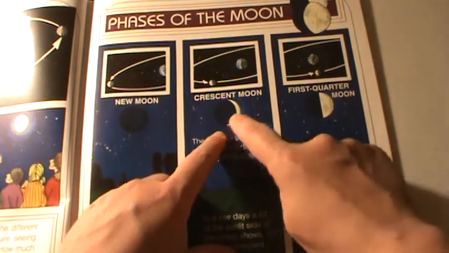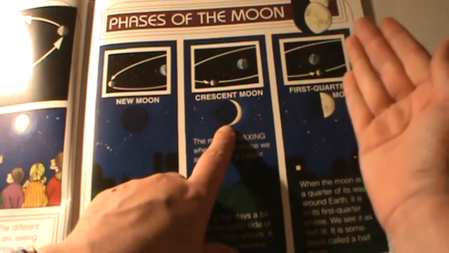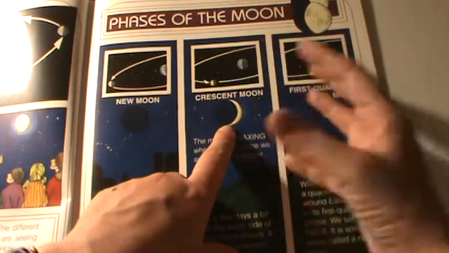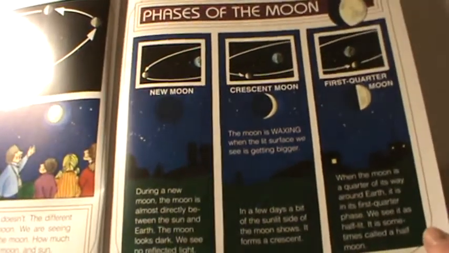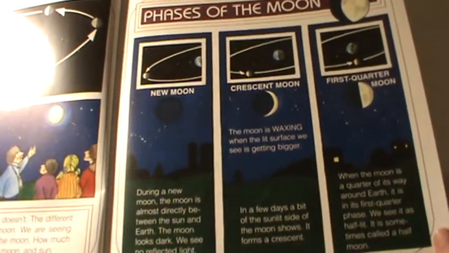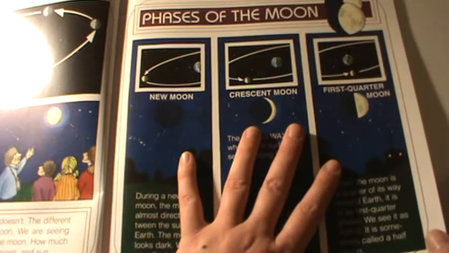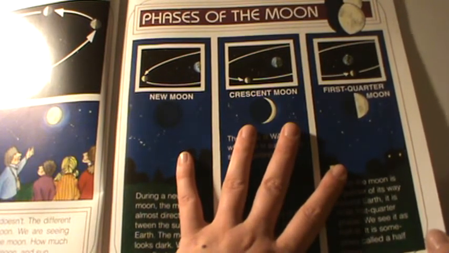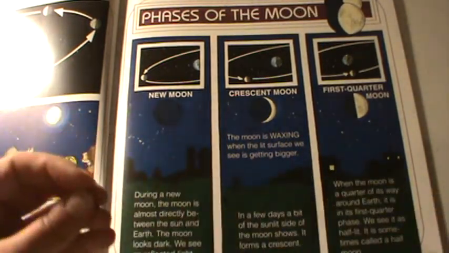So again, this little sliver that started to show, that side now got bigger. So it's still waxing. It's still getting bigger in the night sky every night. So how do the illustrations on this page help you understand the meaning of waxing or getting bigger?